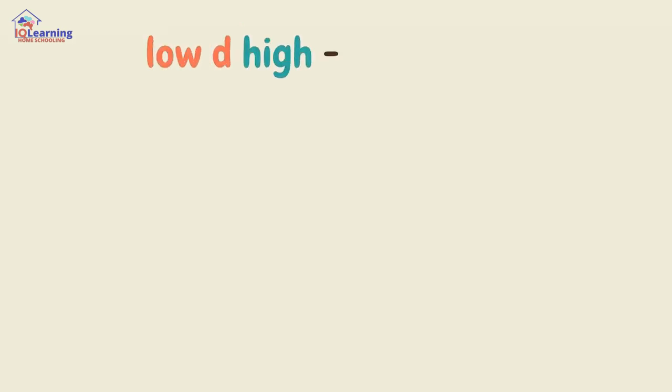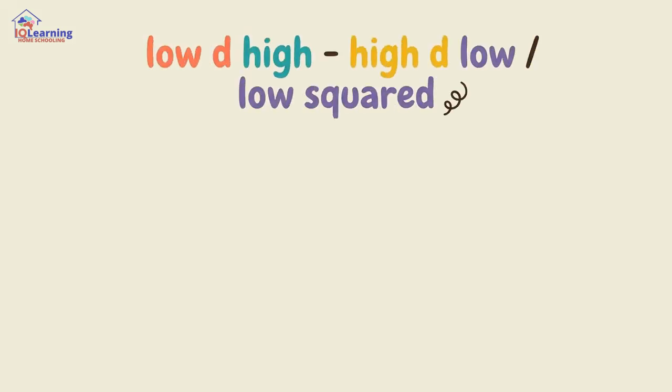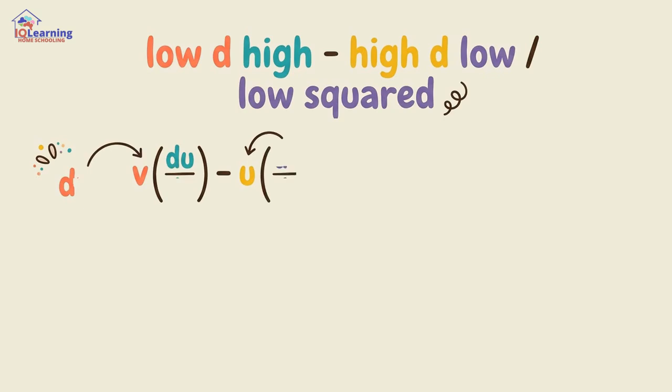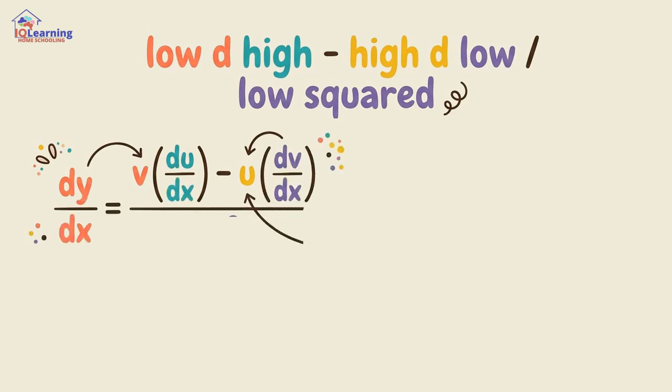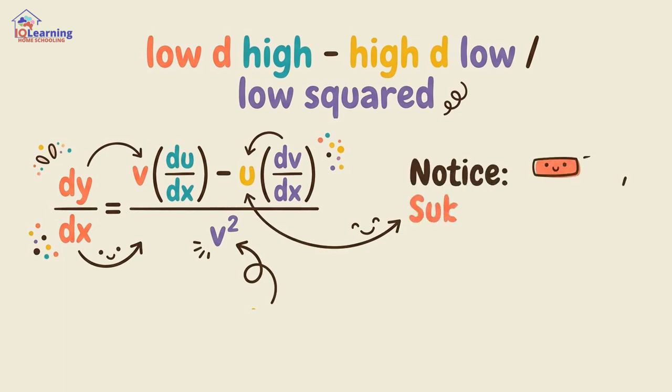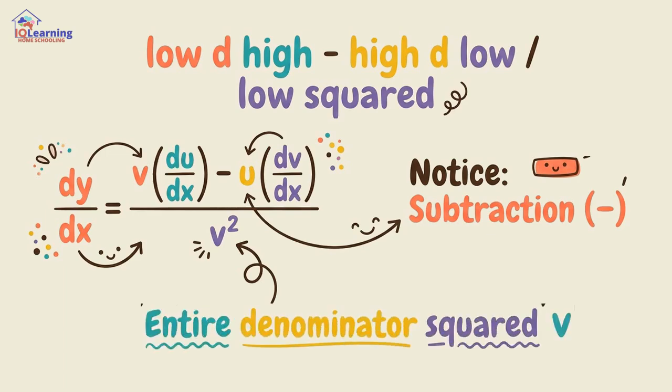A common memory phrase is "low d high minus high d low all over low squared." In symbols, that becomes dy over dx equals (v times du over dx minus u times dv over dx) all over v squared. Two details matter a lot here. First, there is always a subtraction in the numerator. Second, the entire denominator gets squared.